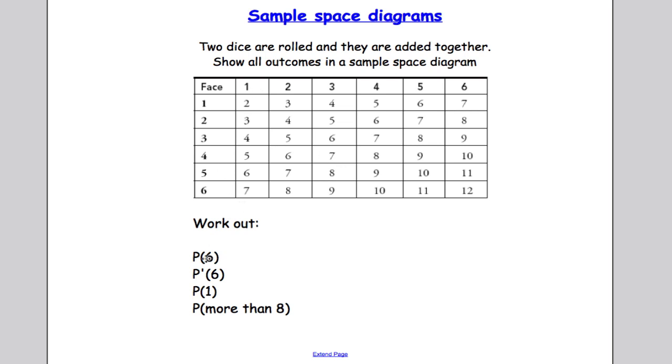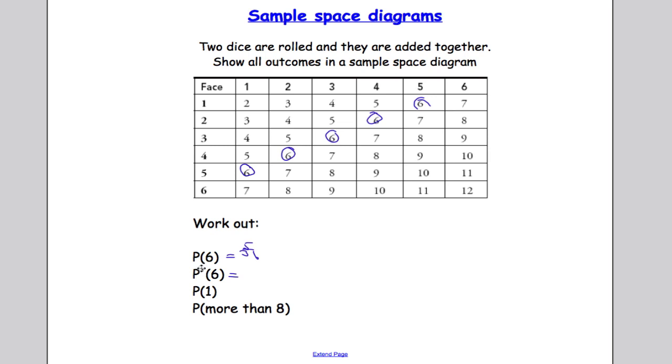So suppose I was asked to work out the probability of getting a 6. All I do is count the number of times that 6 will appear. So once, twice, 3, 4, 5. So it appears 5 times in my sample space diagram. And how many outcomes are there altogether? Well, if you counted up all of these boxes, we would find out that there are 36 outcomes altogether. So the probability of getting a 6 is simply 5 out of 36.